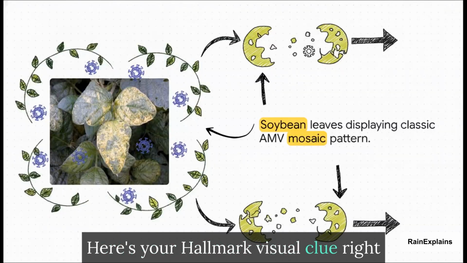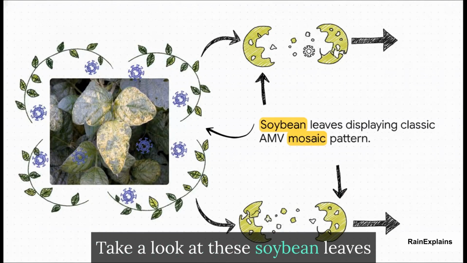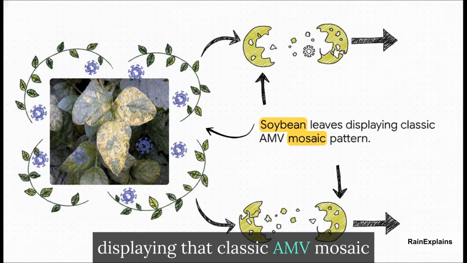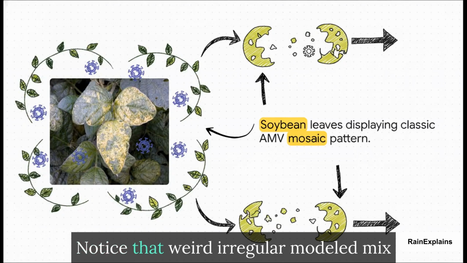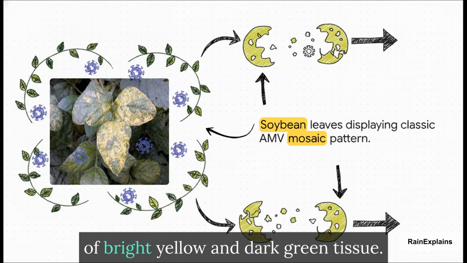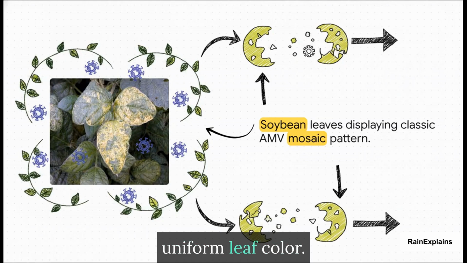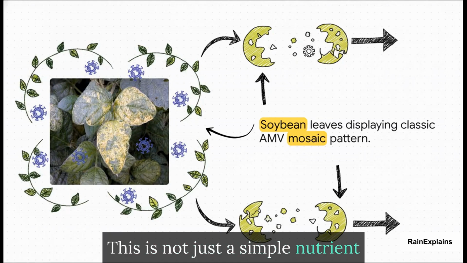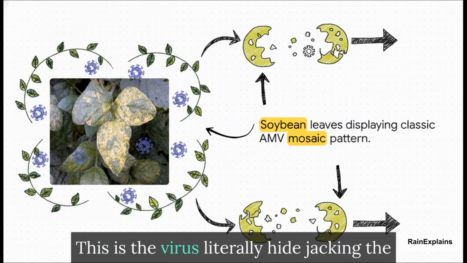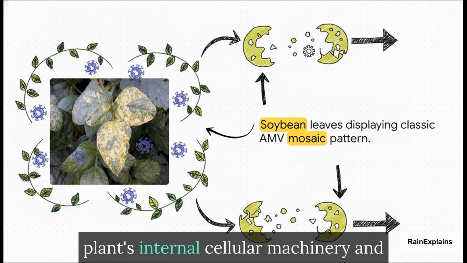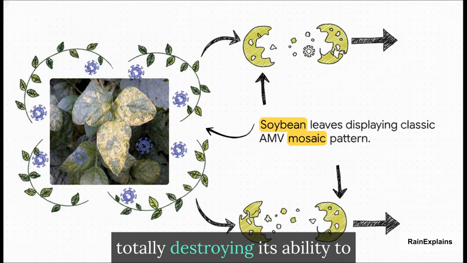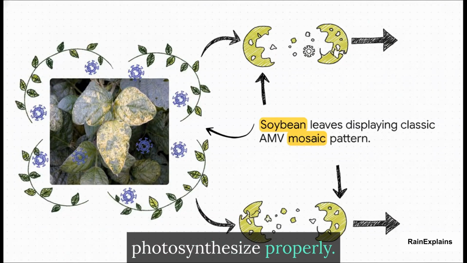Here's your hallmark visual clue right here. Take a look at these soybean leaves displaying that classic AMV mosaic pattern. Notice that weird, irregular, mottled mix of bright yellow and dark green tissue? It completely disrupts the normal uniform leaf color. This is not just a simple nutrient deficiency, guys. This is the virus literally hijacking the plant's internal cellular machinery and totally destroying its ability to photosynthesize properly.